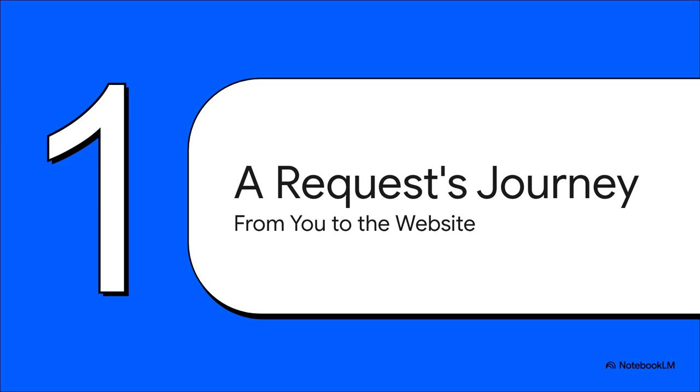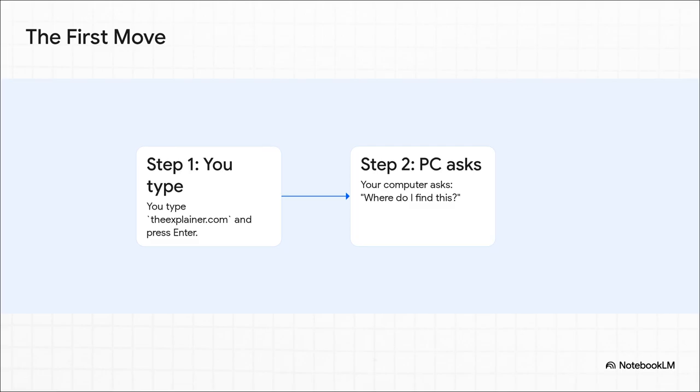Okay, so let's actually follow a single request on its journey. We're going to trace the path from the moment you type in a web address all the way to the moment the page starts loading. It's a wild ride. So it all starts with you. You type theexplainer.com and you hit enter, and instantly your computer has a question. It knows the name you want, but it has no earthly idea where that name actually lives on the internet. It needs that IP address.